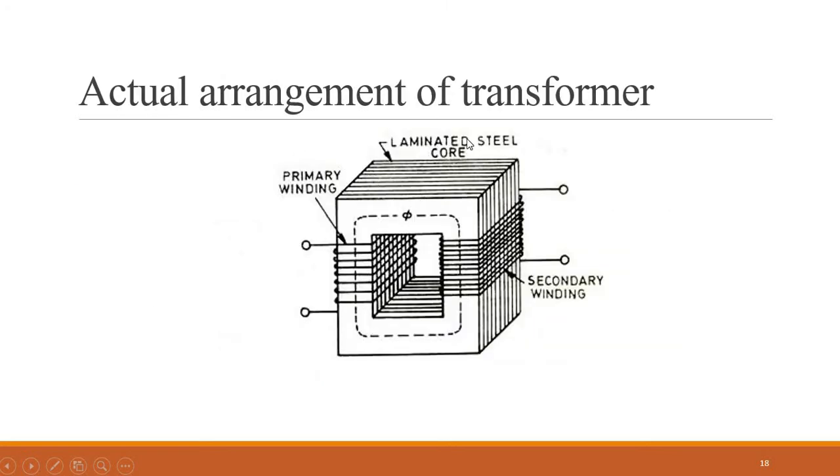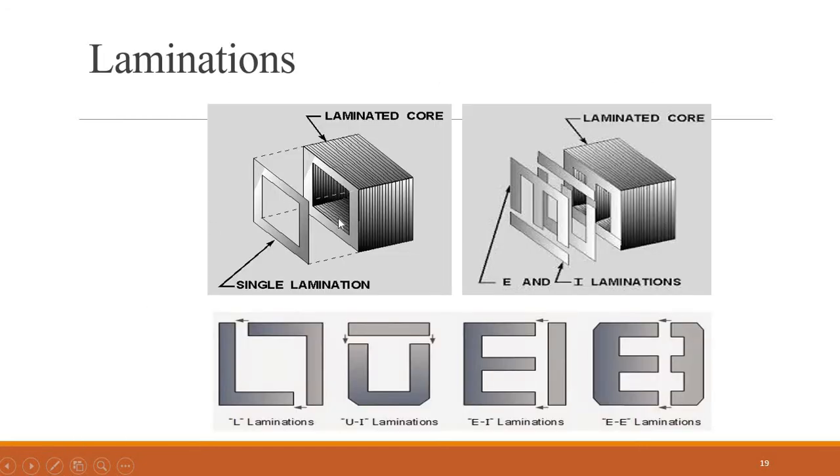So this is the actual arrangement of the transformer. It will have one winding which is given the supply, that is called the primary winding, and the supply is taken out from the next winding, that is called the secondary winding. Here the load is connected. So these are the laminated steel stampings. This is called the core. A number of steel stampings, laminations, are there, and these are insulated.